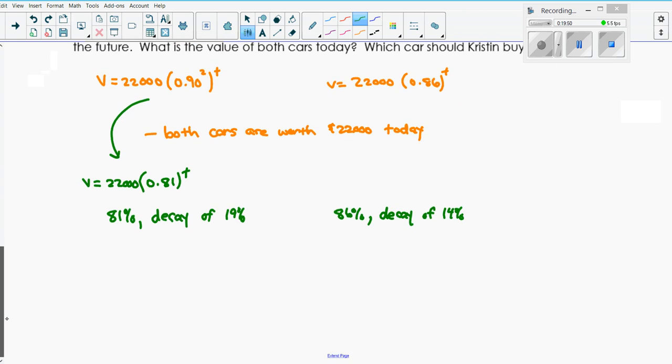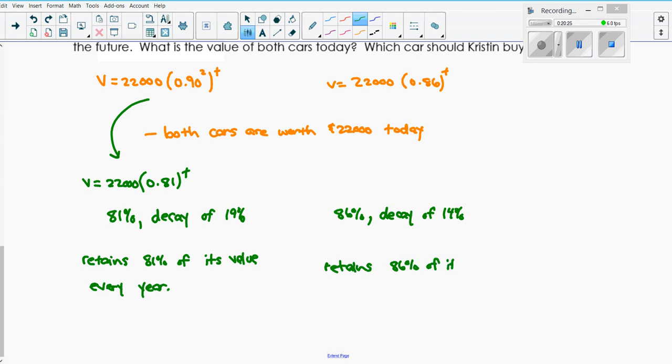Okay, and here's another way to think about this. If this one's 81% and decay of 19%, that means that it retains 81% of its value every year. This one retains 86% of its value every year.